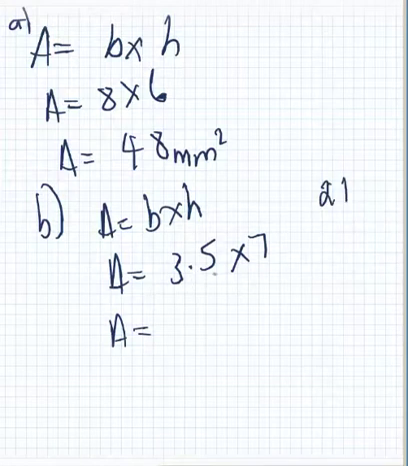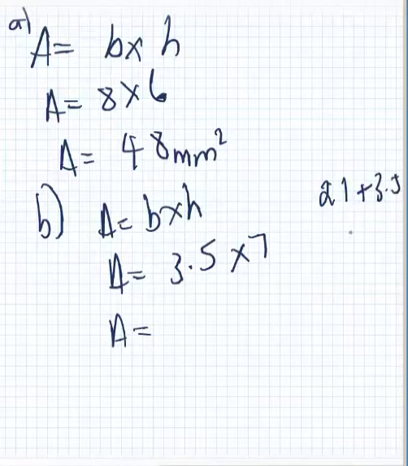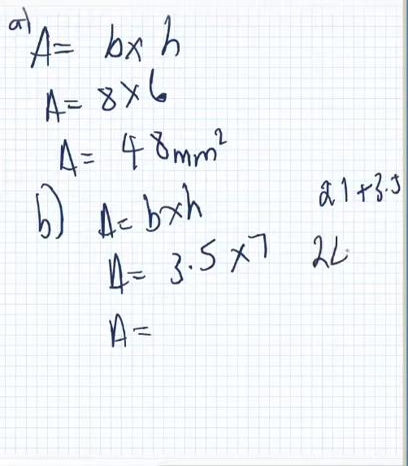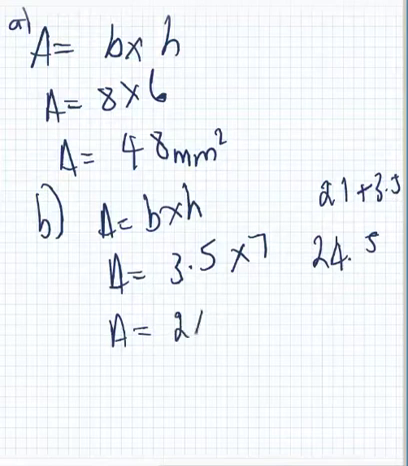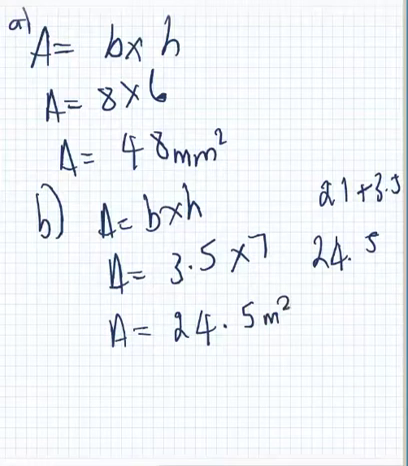And 0.5 of 7. What's half of 7? So I'm going to add half of 7. Half of 7 is 3.5. And that should give me the answer. So 21 plus 3.5. 21 plus 3 is 24, and we've got 0.5, so we add that in. The area of that parallelogram is 24.5 meters squared.